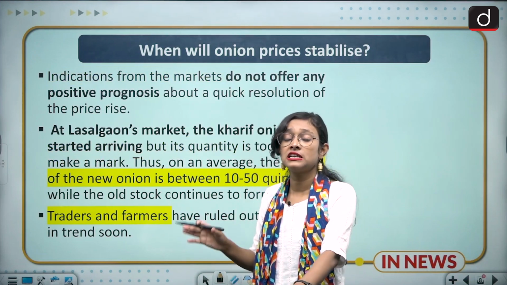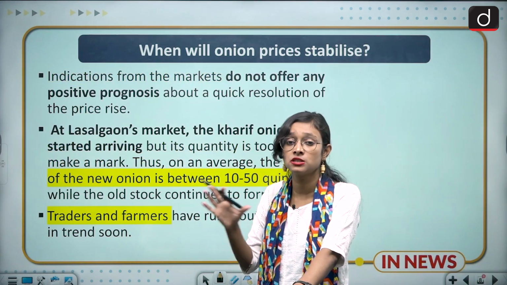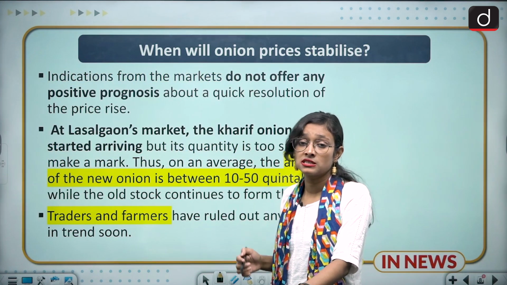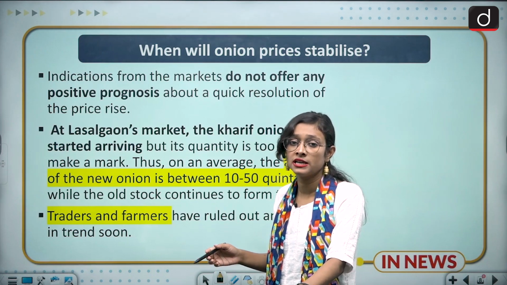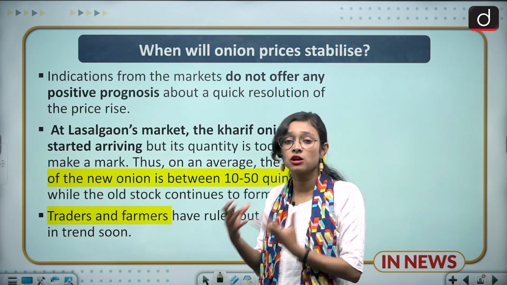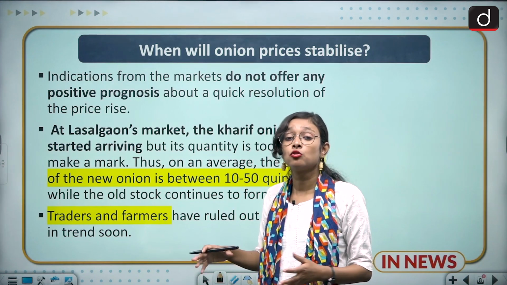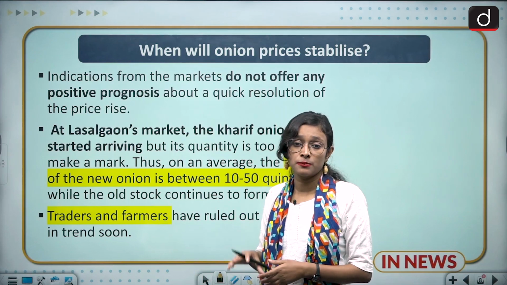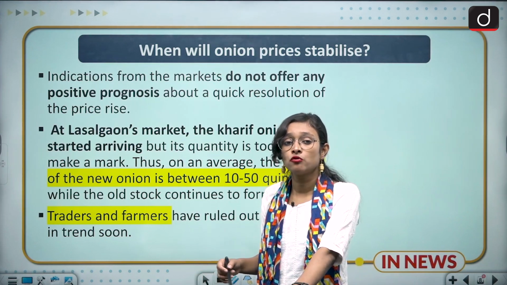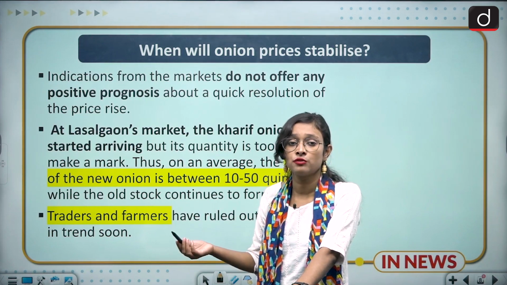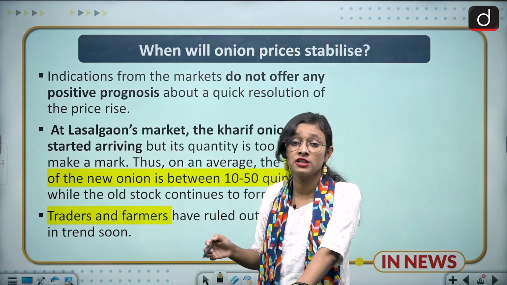The current scenario is not showing any positive signs. In the Lasalgaon onion market, there is a rise of Kharif onion in the market, but it is in a very small amount. That small amount cannot help the whole Indian market to stabilize. Because of that also we are facing such problems. The recent trends are showing that we are not able to achieve market stabilization in terms of onion very soon.